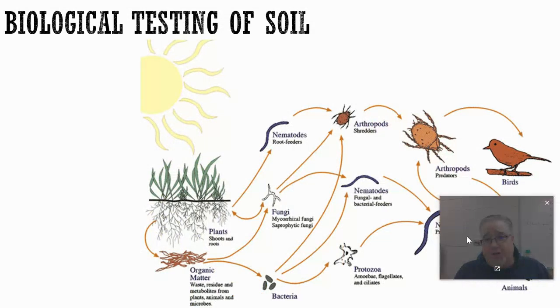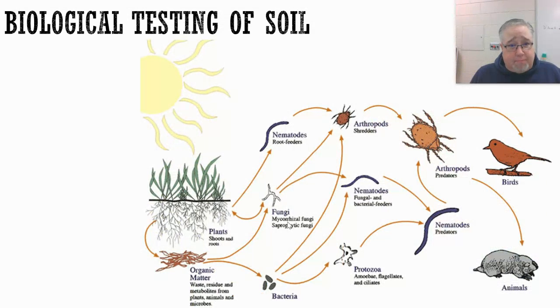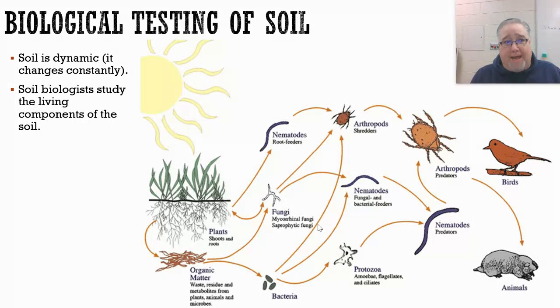All right, so biological testing of soil. Just looking at this picture, a soil food web. When we're looking at the biology of the soil, we're looking at the living components, or the living things that impact the soil. And one thing that we have to remember is that soil is dynamic. It changes all the time. The soil that's in your backyard is not exactly the same as what it was a year ago. And one of the reasons why is because the living things that live in that soil have changed.